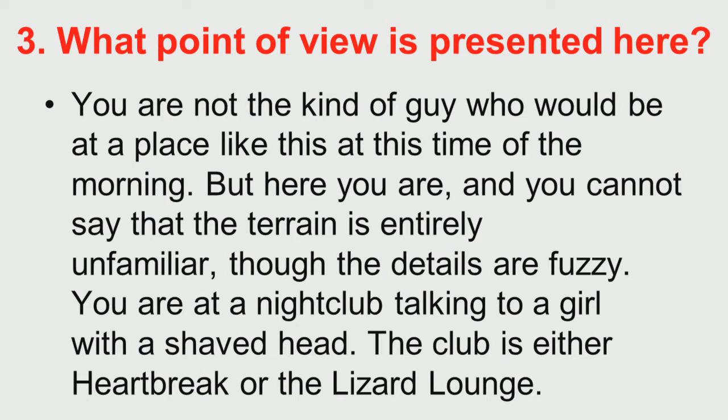You are not the kind of guy who would be at a place like this at this time of the morning, but here you are, and you cannot say that the terrain is entirely unfamiliar though the details are fuzzy. You are at a nightclub talking to a girl with a shaved head. The club is either Heartbreak or the Lizard Lounge.